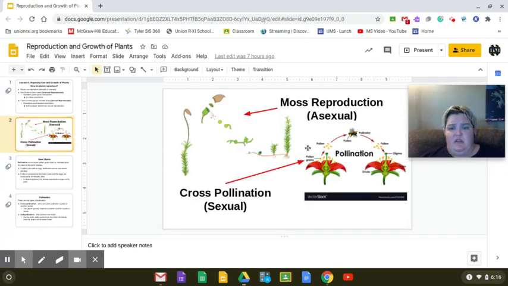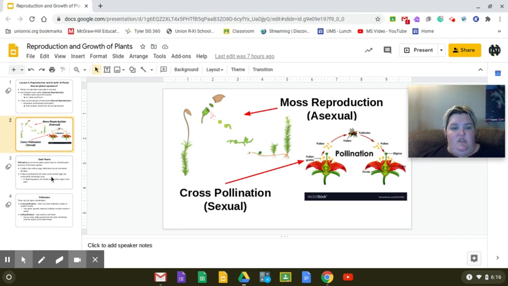The big thing you want to make sure that you keep here is number one, whether or not it has seeds. If it does not have seeds, it's going to be asexual, period. And then how it pollinates. If it does have seeds, you've got the two options, either cross-pollinating or self-pollinating.